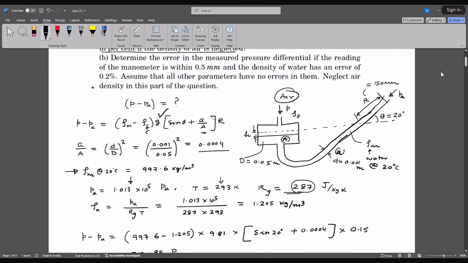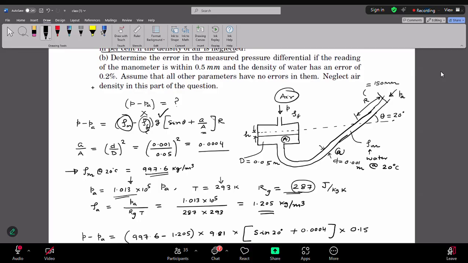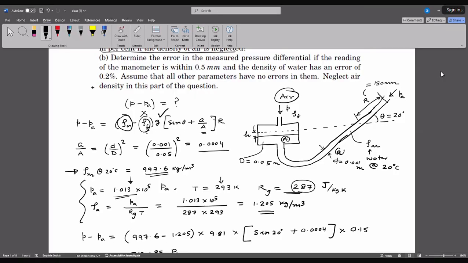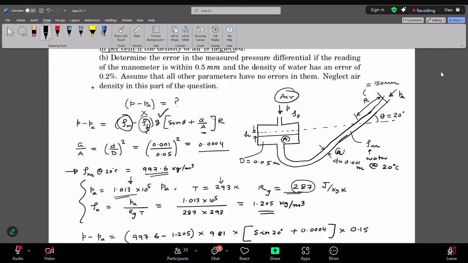What it means is that the density of the manometric liquid is very high, close to 1000. The density of air is close to 1. It says that even if you neglect the density, the value of the pressure difference is not going to change much. You can avoid this calculation of the air property and so on. So if you do that, what is the error that is going to be there?